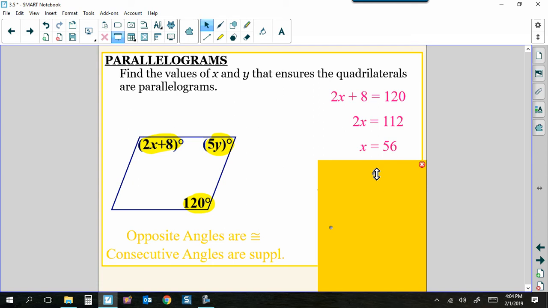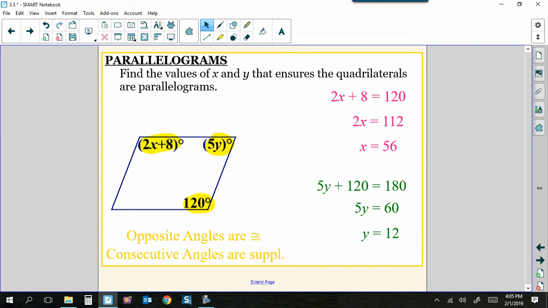To find y, you can see that 5y is consecutive to 120. So therefore we know that 5y plus 120 would equal 180. Using the subtraction property, we get that 5y is equal to 60. And then lastly, the division property is going to give me a value of 12 for y.